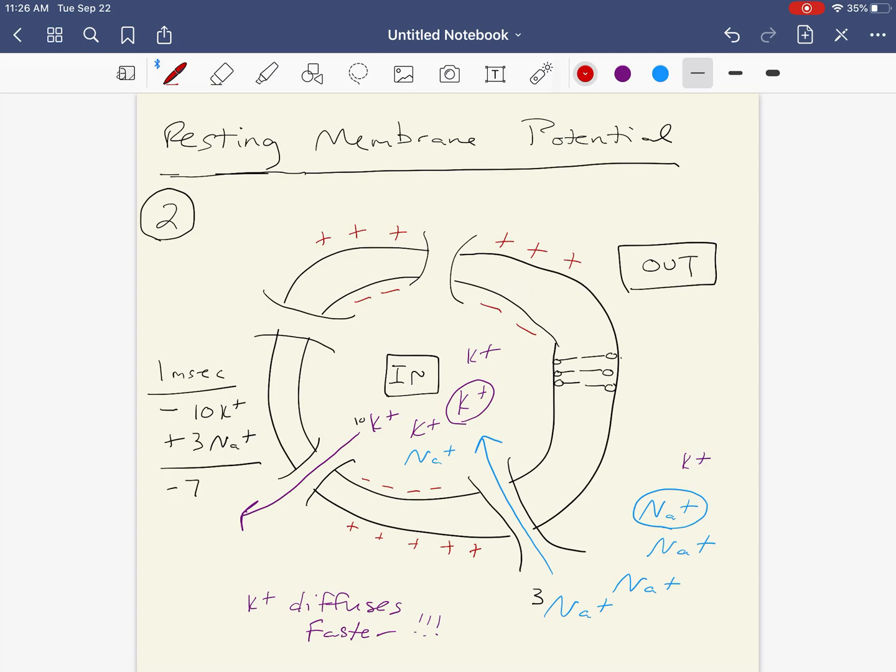Okay, so that's how we develop the negative charge on the inside. Potassium flows out much faster than sodium flows back in, so the inside is more negative relative to the outside. That's pretty cool.